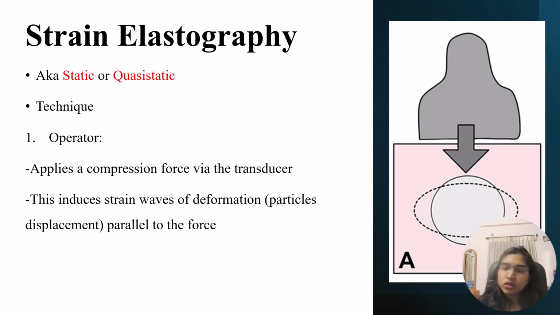What is strain elastography? Strain elastography is also known as static or quasi-static. How we have to do this strain elastography is, firstly we need an operator. इसमें operator को force apply करना होता है. So the operator applies a compression force via the transducer. ये जो compression force apply किया, this induces strain waves of deformation that are parallel to the force.